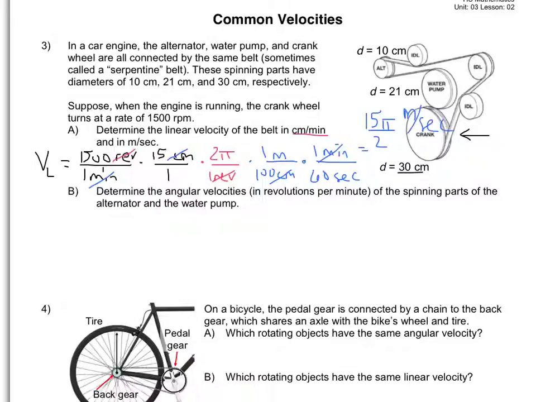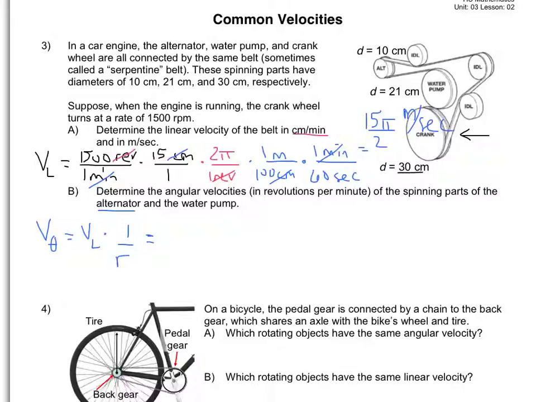Now, on part B, determine the angular velocity in revolutions per minute of the alternator and the water pump. I'll just do the alternator. Well, to go from linear velocity to angular, I divide by the radius, and so I end up getting the angular velocity is equal to the linear velocity times 1 over my radius. And so what's going to end up happening is now, because we're connected by a belt, the linear velocity will be the same.